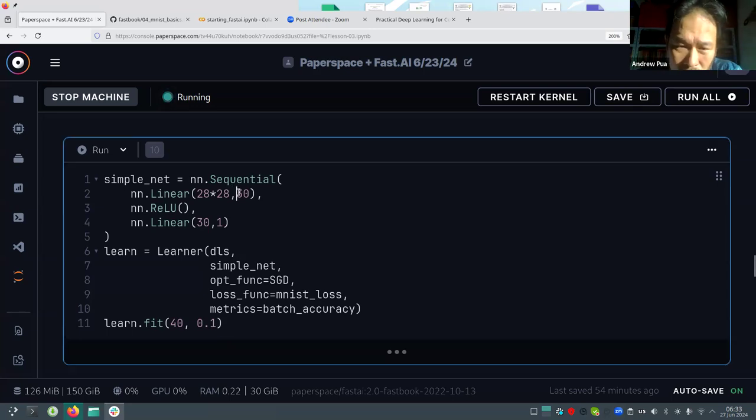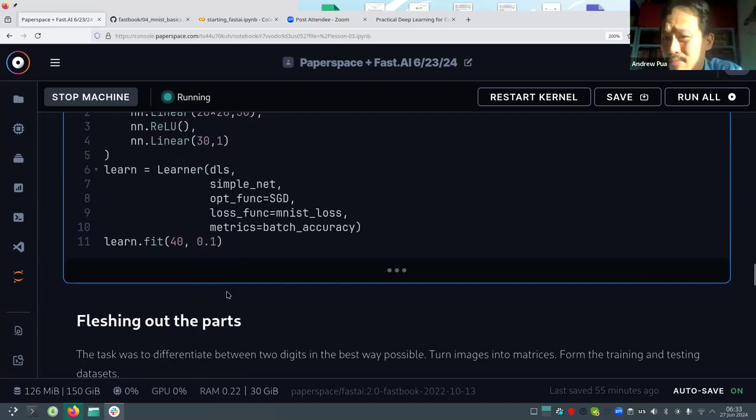So you might want to experiment with the number of output activations. You might want to add more layers. You might want to experiment with the learning rate. But essentially, this is really the whole game.